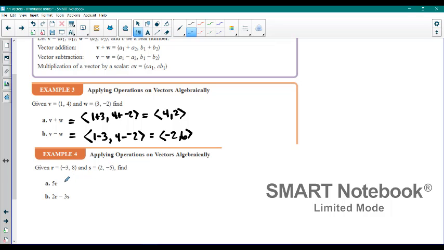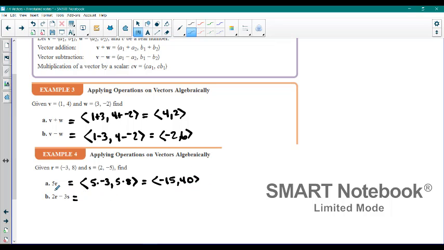If we're asked to find 5r, that means we are multiplying by that scalar. It's going to be 5 times -3 and 5 times 8. Both of the components of the vector. Each of those parts is called a component. So we have the vector -15, 40.